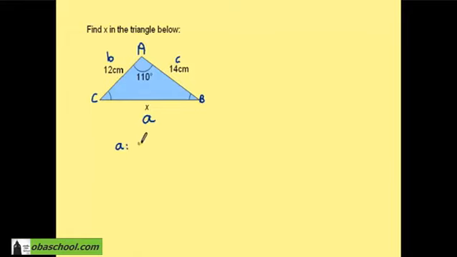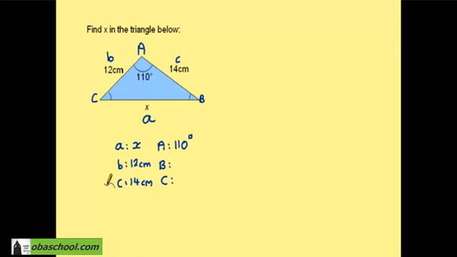Now let's collect our data in a table. A and A, B and B, and C and C. A is x, angle A is 110 degrees, side B is 12 centimeters, side C is 14 centimeters. Note how we don't know any pairs of information.